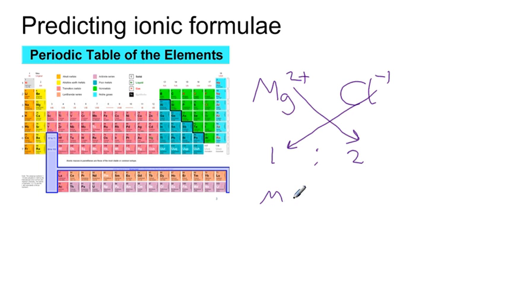What that means is, because the magnesium has 2 positive charges, the ionic compound must contain 2 chloride ions for every single magnesium ion. And that gives us a total charge of 0. So the formula for magnesium chloride is MgCl2.